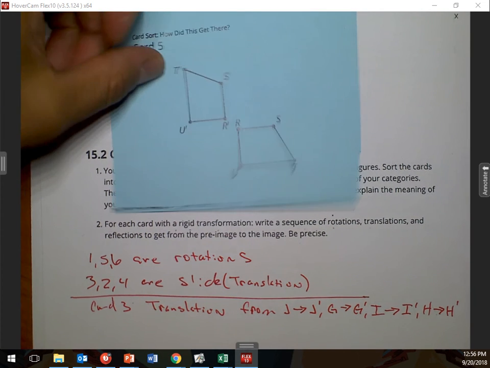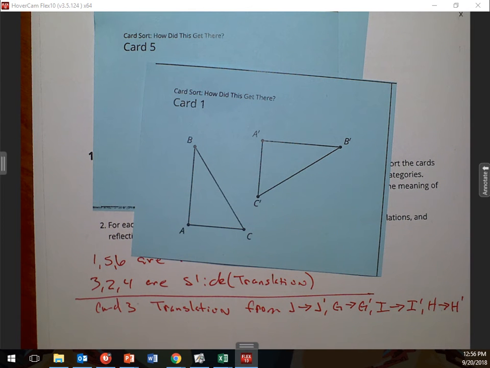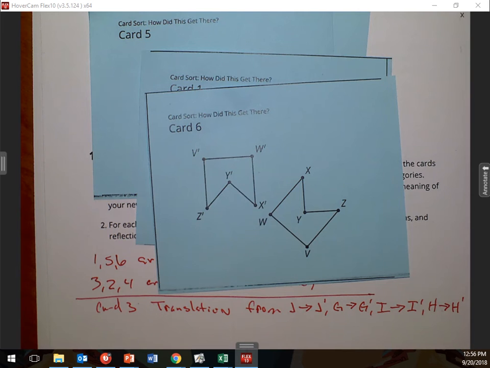Card 5, is that rigid? Yes. Card 1, is that rigid? Yes. Card 6, is that rigid? Yes. So you and your partner right now are talking over this and how you're doing it. I want you guys doing that part right now. Be precise, point to point. Each point, yes.